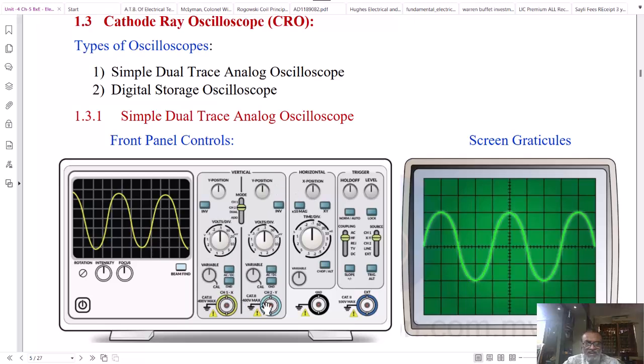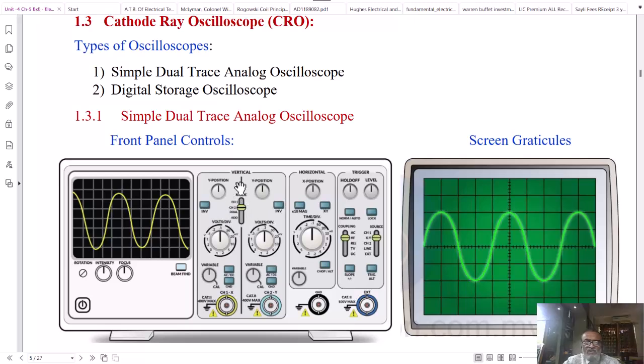Similarly, if you see the second channel, similar controls are available for the second channel. In a multi-channel digital or analog scope, there are multiple such channel circuitry.